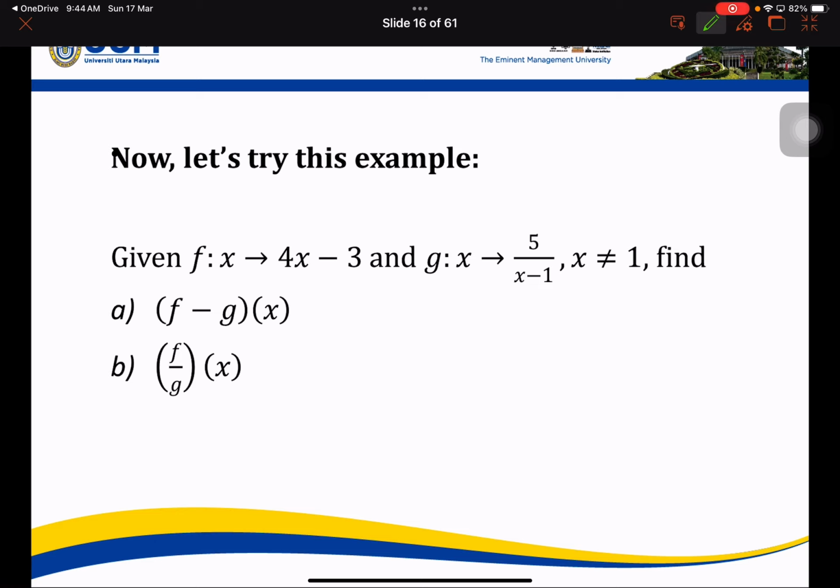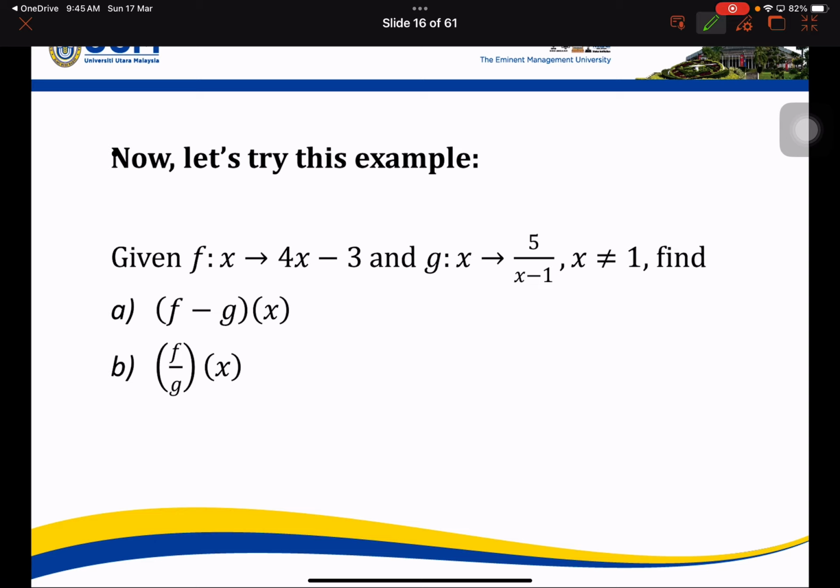So we have f(x) equals 4x minus 3, and our g(x) is 5x minus 1, and x does not equal 1. Do you know how we get 1? x minus 1 equals 0. Just take x minus 1 does not equal 0, so x does not equal 1.